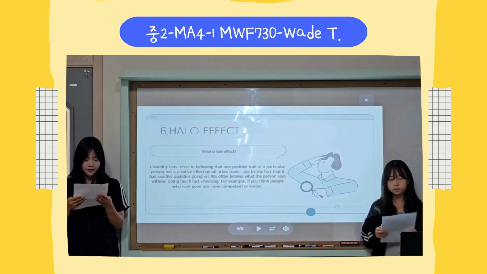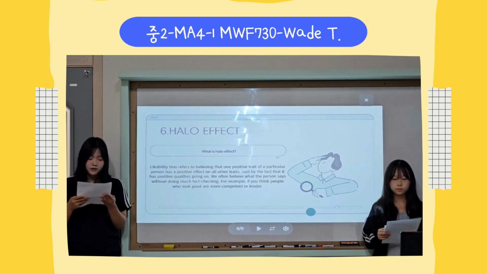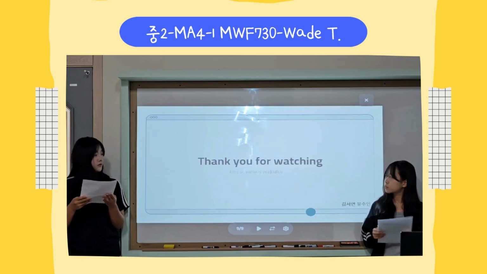Sixth, halo effect. Likability bias refers to believing that one positive trait of a particular person has a positive effect on all other traits, just by the fact that it has positive qualities going on. You can believe what the person says without doing much fact checking. For example, if you think people who look good are more competent or kinder.